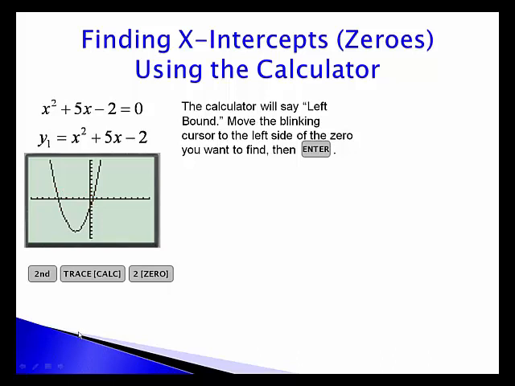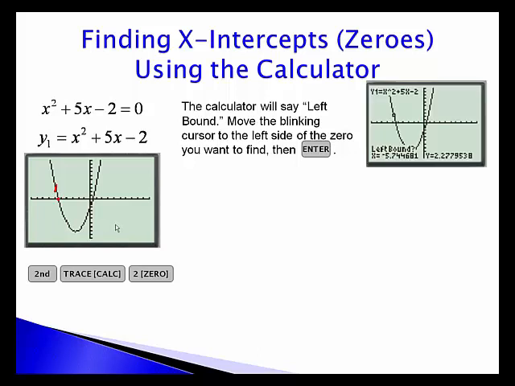When your calculator says left bound, here's what you want to do. If we're going to find this intersection on this side first, when it asks you for a left bound, it's asking you to place it on the left-hand side of the zero you want it to find. So anywhere on this side will work. Remember, you'll be using your left and right arrows to do this. So you should move to the right along in here on your calculator and then hit enter.